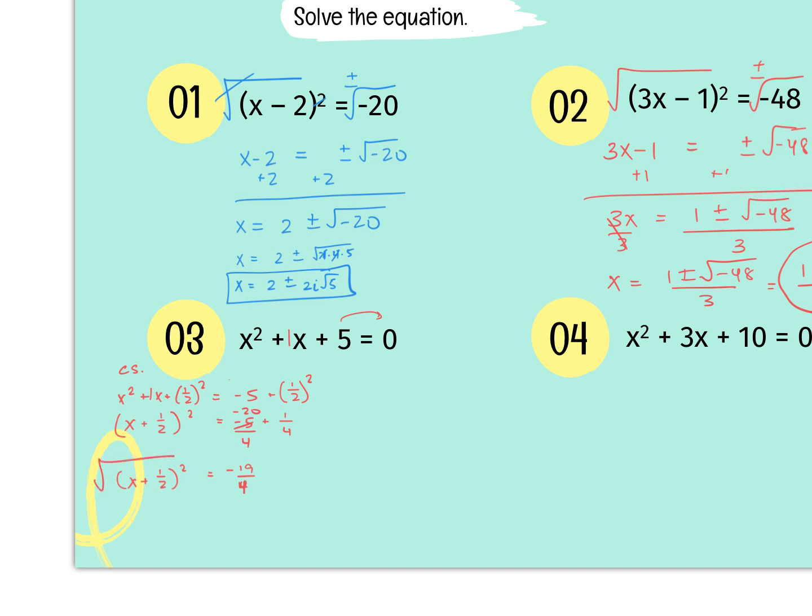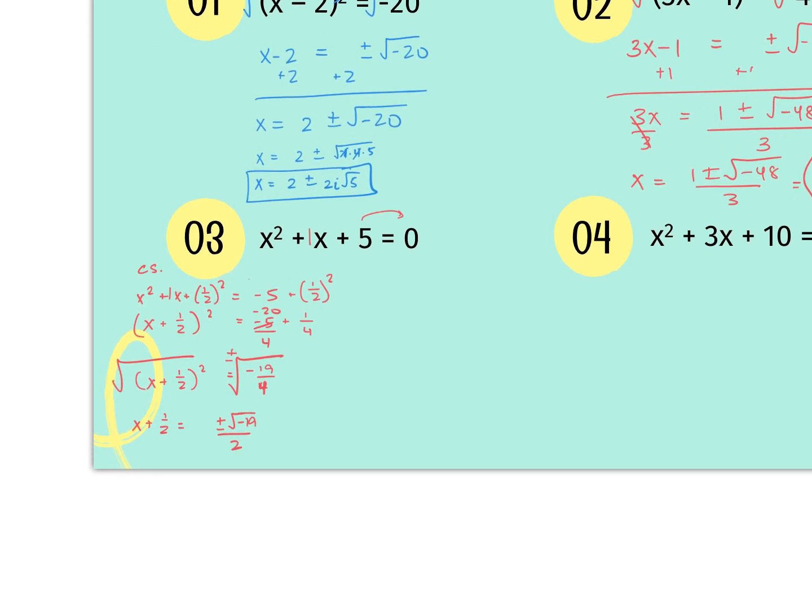Now I'm going to take the square root of this side and the plus minus square root of this side. So x plus a half equals positive and negative square root of negative 19, and I can even do the square root of 4 too, right? And then I'm going to subtract a half from both sides. So I get x equals minus a half plus or minus. Now, the square root of negative 19 is really i square root of 19 all over 2. So this is an acceptable way to write it.